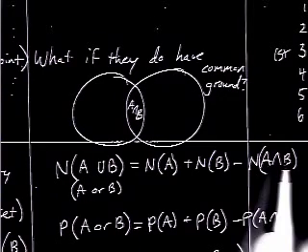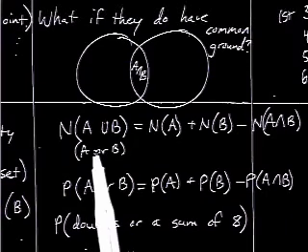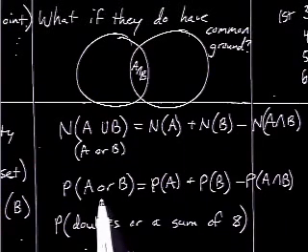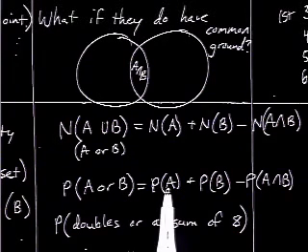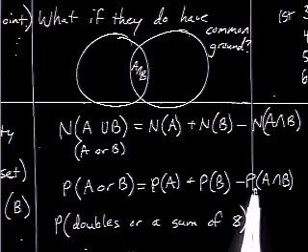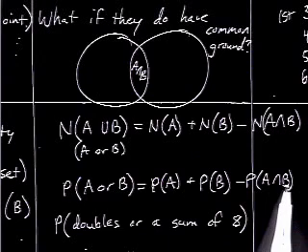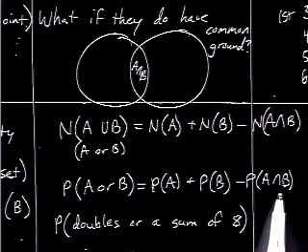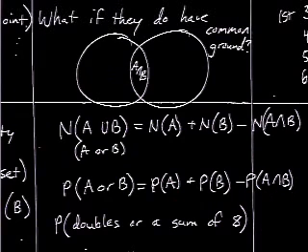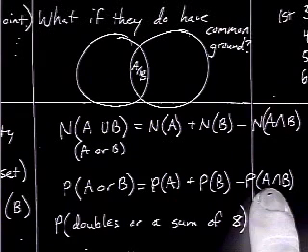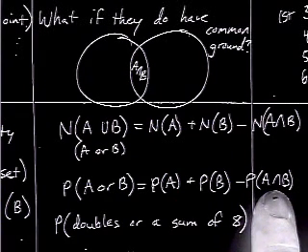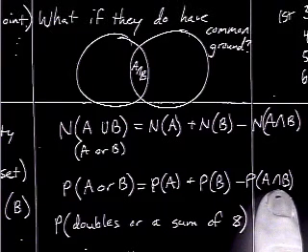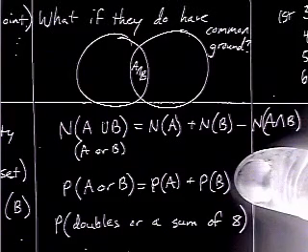Obviously, if you divide everything by the number of items in the sample space, you change this formula into a probability formula. The probability of A or B equals the probability of A plus the probability of B minus the probability of the intersection. This formula can be used in many different types of situations or problems. What happens when the intersection is empty, so that the probability of A intersect B is 0?